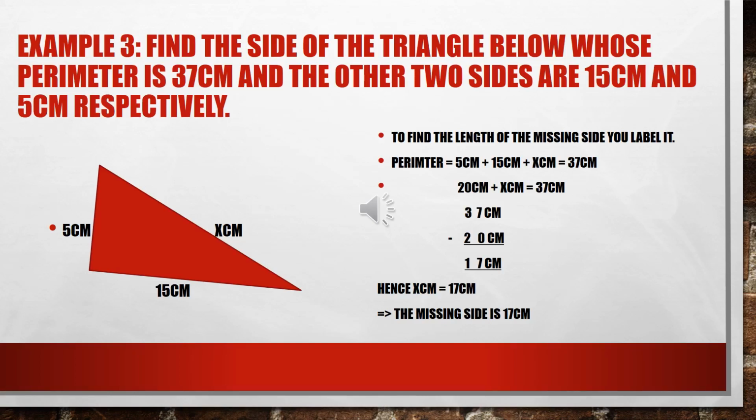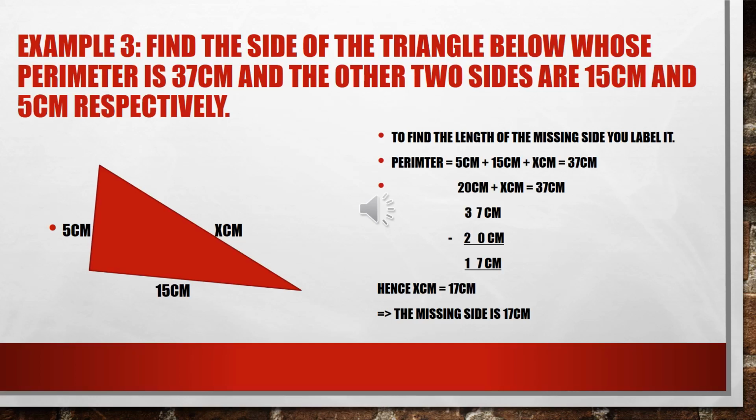To find the length of the missing side, we have to label it, and that's the reason why we called it X centimeters. You can decide to call it A centimeters, B centimeters, or Z centimeters. Choose whatever name you want to give it, but I have chosen to give it X centimeters. That's because we don't know the measurement of that side. So now we can try looking for the missing side by first writing out what the perimeter should be.